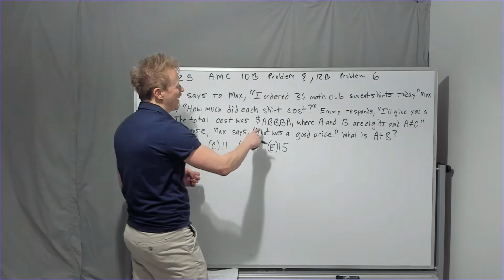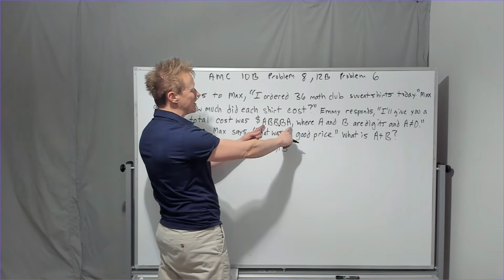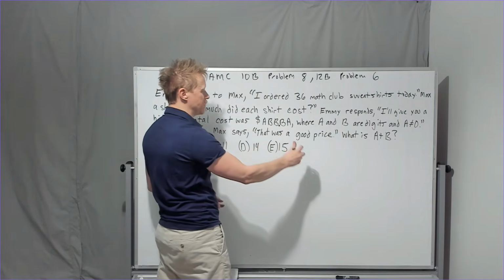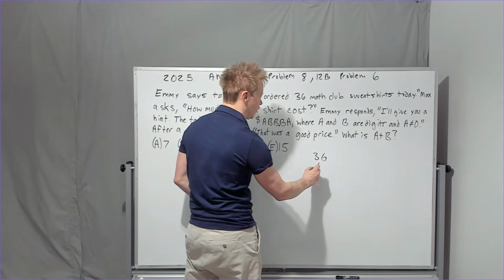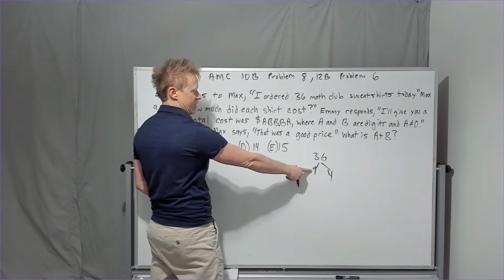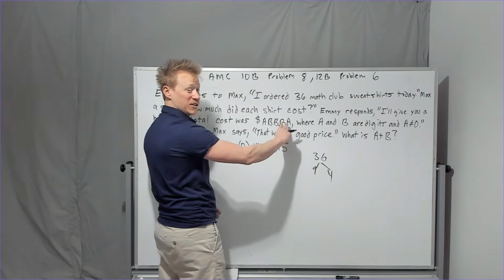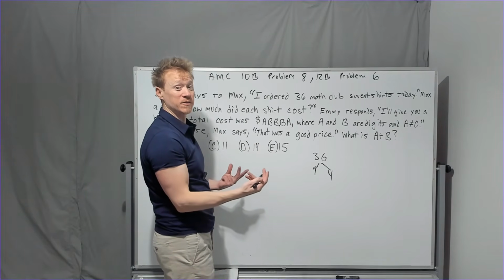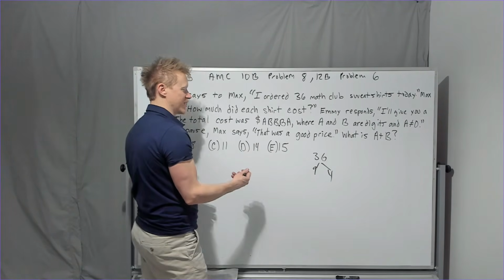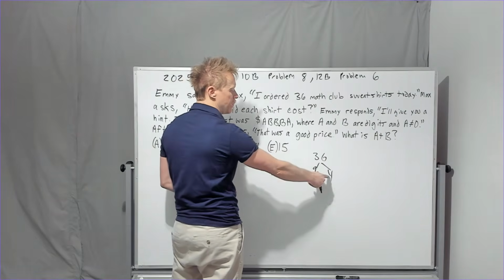Okay. Now what we're going to do is this. Your digit sum is going to have to be a multiple of 9. And the last two digits are going to have to be a multiple of 4. So that's kind of the rules we're going with here. How do you know to pick 9 and 4?